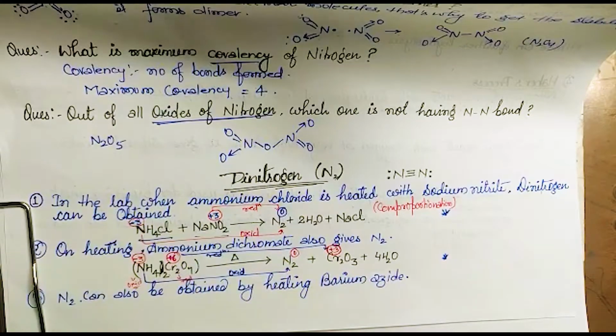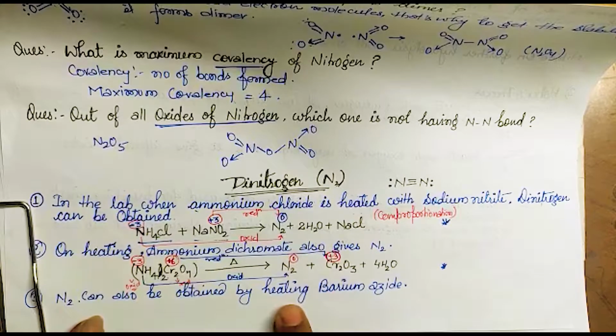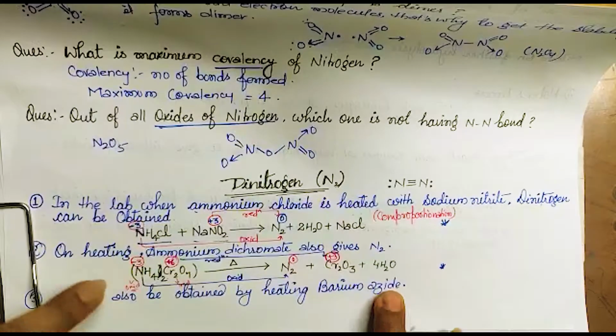Got it? So this concept you have to keep in your mind, and after 1 or 2-3 lectures, so that you can collect some reactions. So write the reactants all and try to write the product by your own. Got it बच्चे? चलिए. So now the next thing is N2 can also be obtained by heating barium azide.